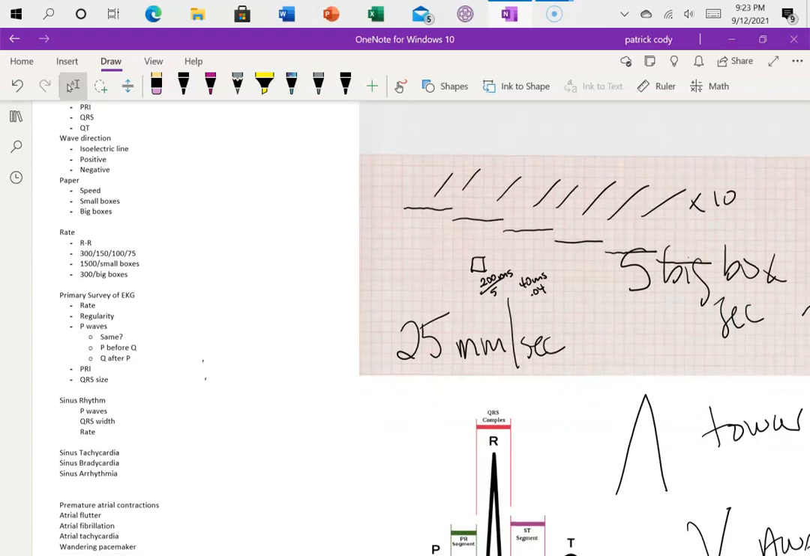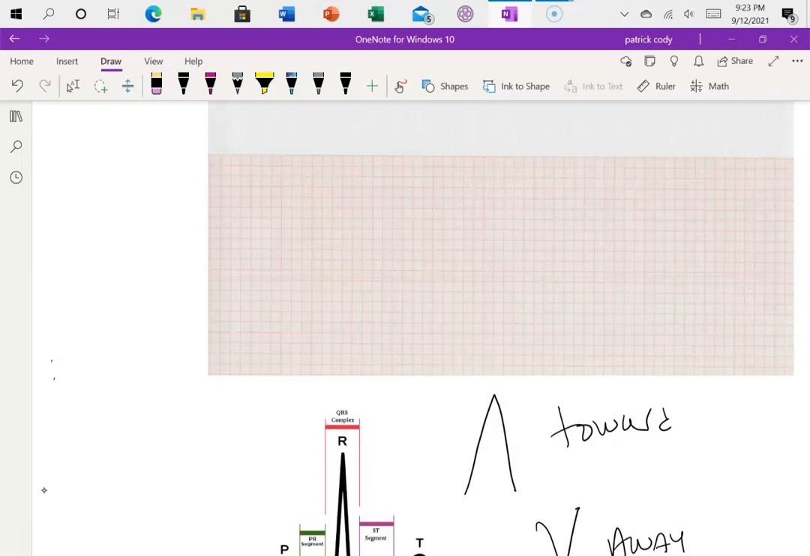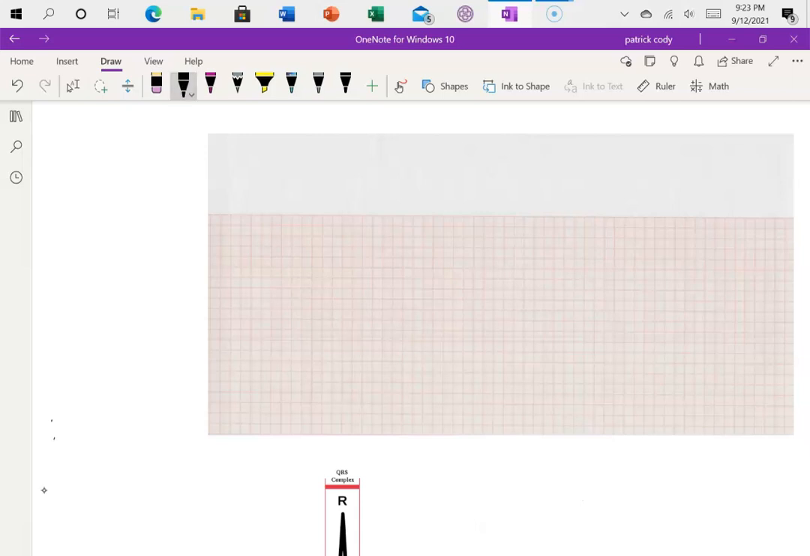Okay, so let's take a minute now and just go back to our primary survey of the rhythm strip. And we've talked about this before, but it bears repeating because it's a solid fundamental for us to know, and really helps us start to compartmentalize pieces of the EKG so that we can make heads or tails of what's going on. Okay, so remember, as we're talking about our primary survey, first thing I want to know is rate. Is the rate too fast? Is it too slow? Is it just about right?